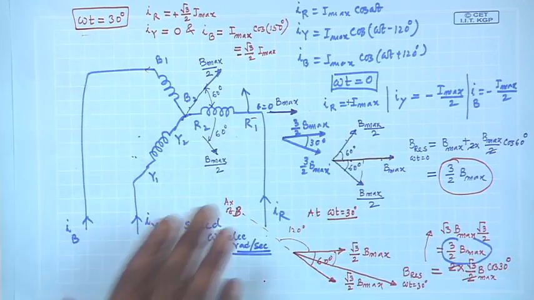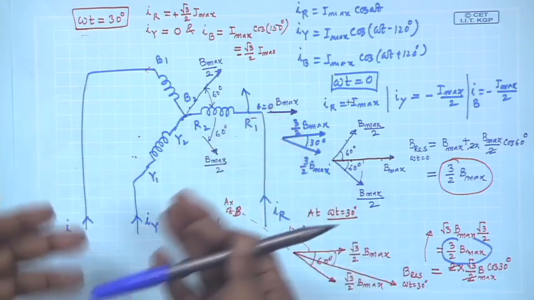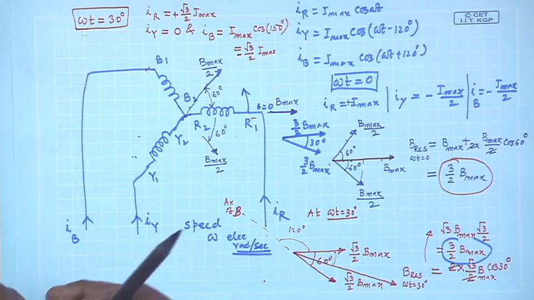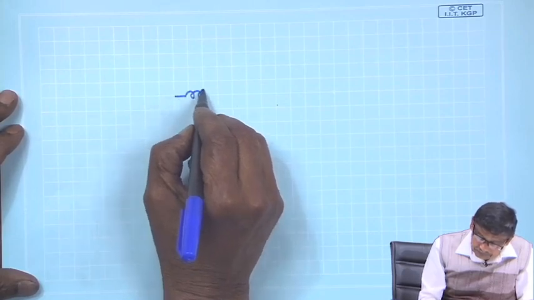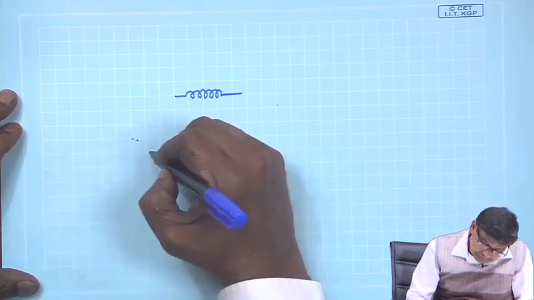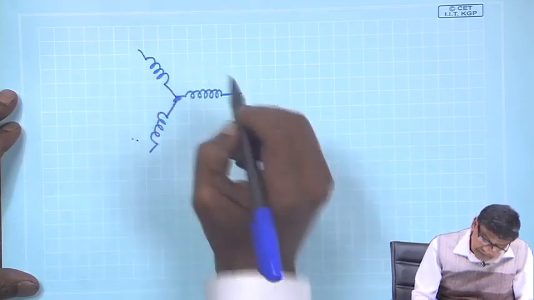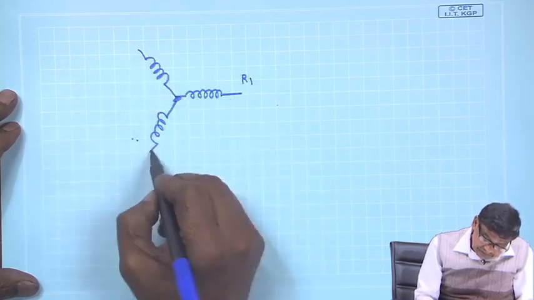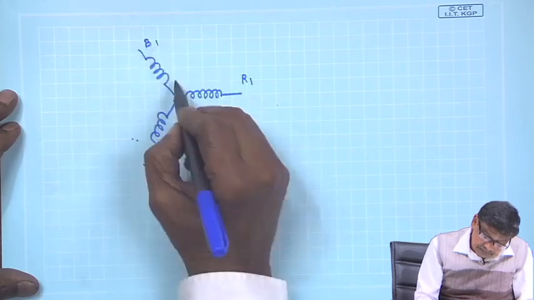Now, the question is, is it that we have to go on proving for various times, for all the time? Is it true? Yes, it is true. Another nice way of showing that is this. See, go to the same diagram. This is your R phase, this is Y phase and this is B phase. So, this is R 1, this is Y 1, Y 2 and this is B 1, B 2.